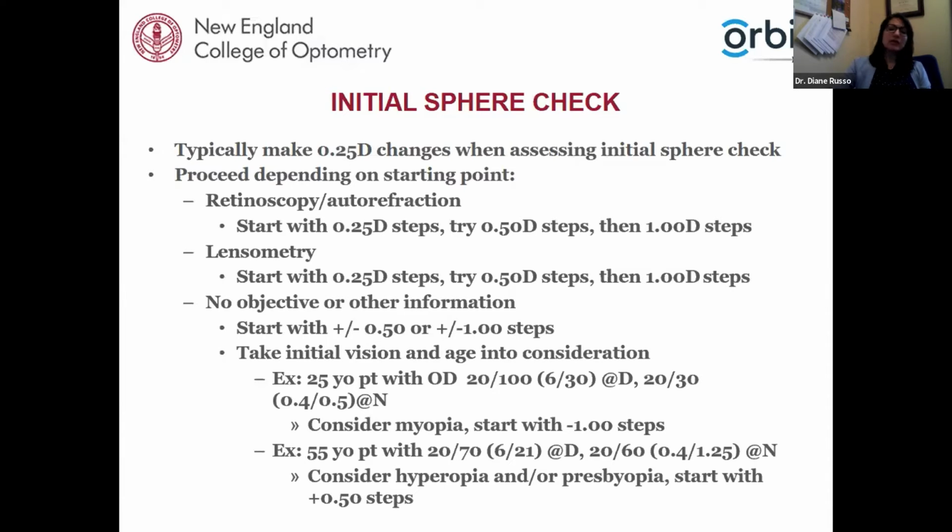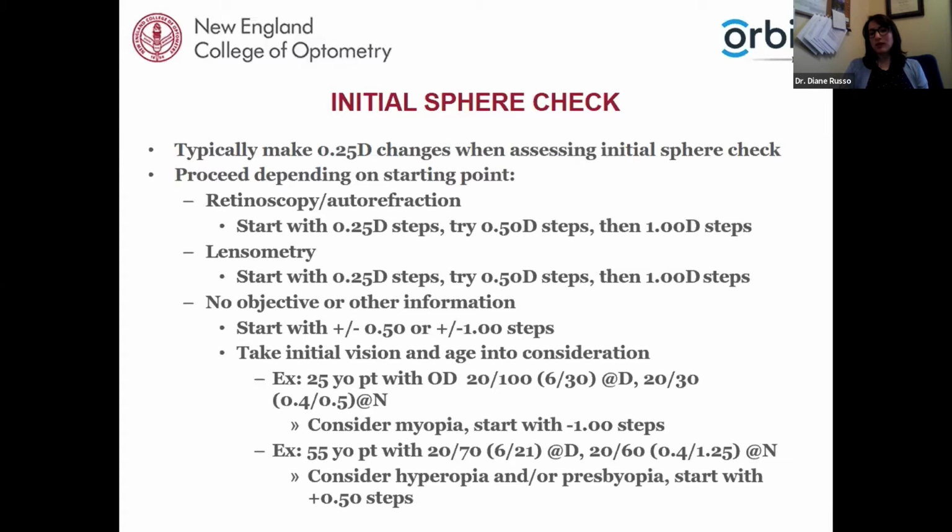So now the distance and the near are both reduced. Our patient here is older, so we may want to consider hyperopia and/or presbyopia. And so you may want to start with +0.50 steps. So these are just general guidelines. Again, this isn't a hard and fast rule.